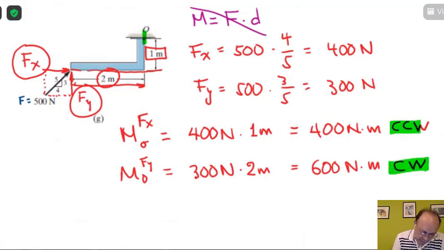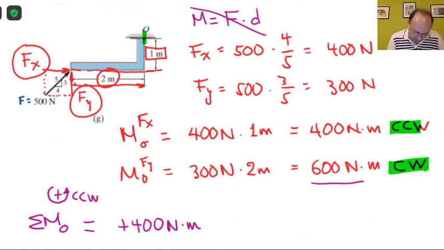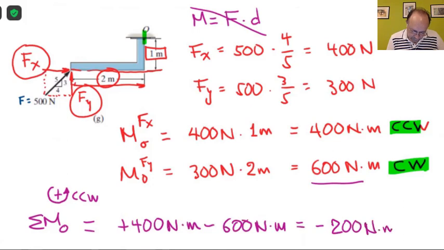Clockwise and counterclockwise. So in order to do the summation of the moments with respect to point O, we have to set up some sort of sign convention. We can say, for example, that positive is counterclockwise. So then when we set up the summation, we say counterclockwise is positive, so plus 400 because that's counterclockwise. 600 is clockwise, so that's negative 600. So the answer is minus 200 newton meters.